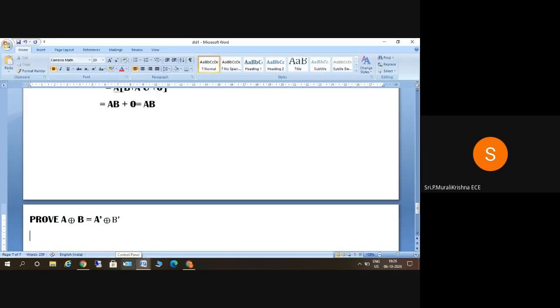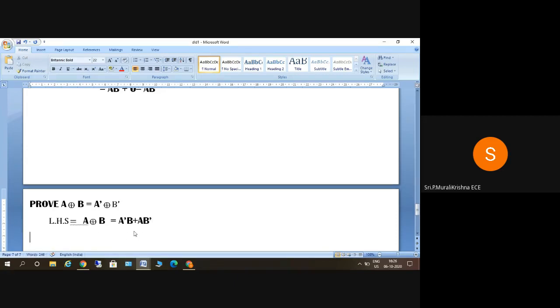To prove this theorem, so LHS is equal to, so generally A XOR of B. So A XOR of B will be like this. A XOR of B is equal to, already we discussed about XOR gate here. So A B bar plus A bar B. That is A bar B plus A B bar. So that is A exclusive of B. And RHS, so A bar exclusive of B bar here.